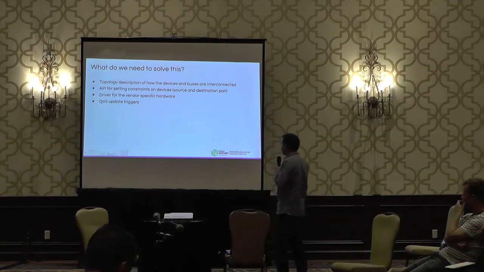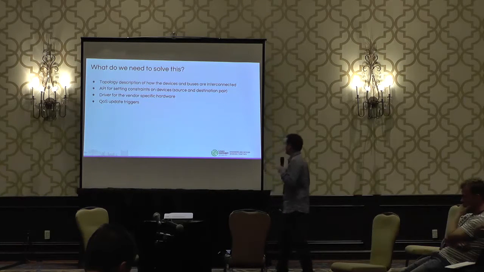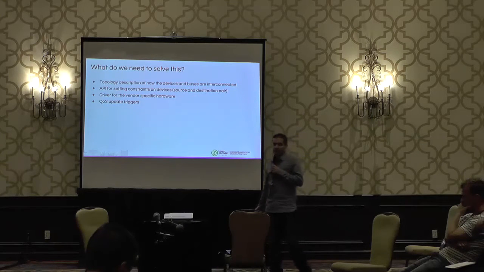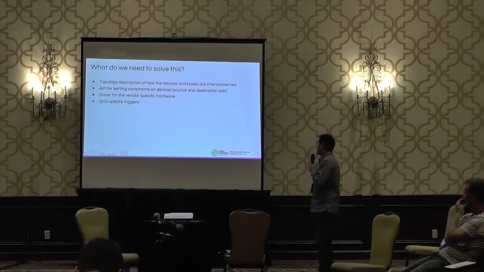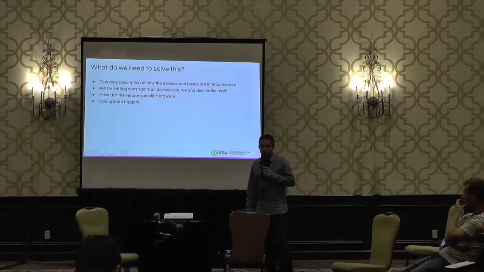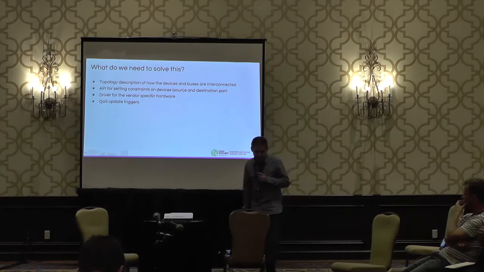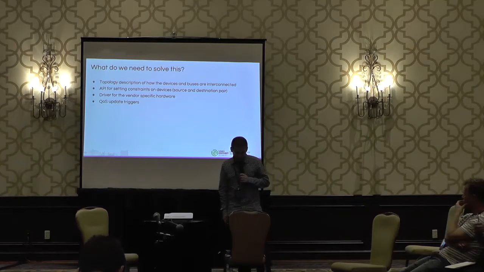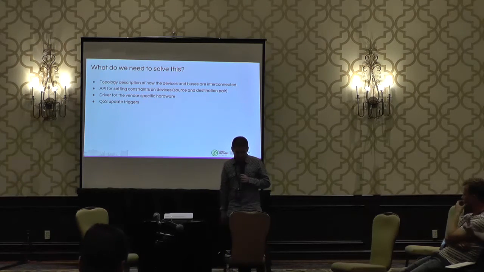So we also need an API for setting the constraints on all the devices. We need to have information which is based on source and destination pair. So then the framework can calculate what are the ports and configure them accordingly. The framework should walk all the graphs and update the constraints on each port or node.